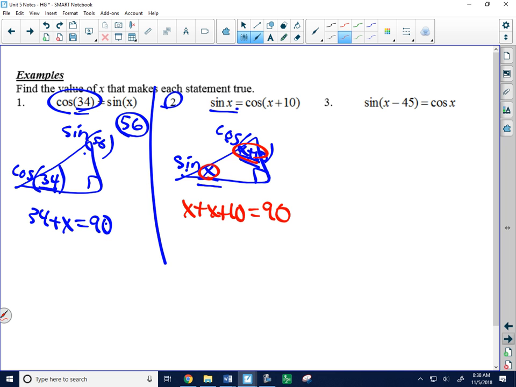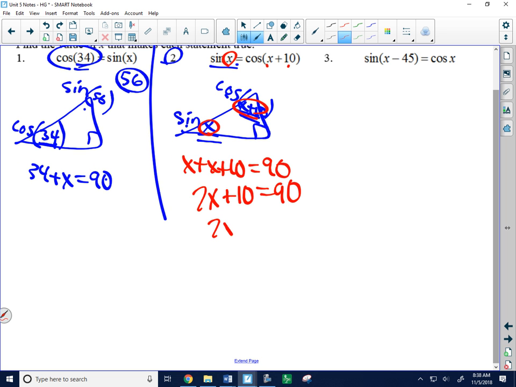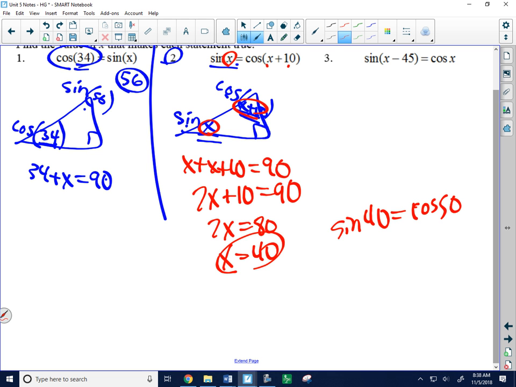So, number 1, you can kind of just reason through it here. And even on 2, this is what I was saying, sometimes you can do a guess and check. Plug in a number here, and then add 10 to it and see if they're equal. That's fine. I'm just showing you an equation way to do it. Add those, subtract 10, and get 2x equals 80 and divide by 2. And so that makes sense. Sine of 40, then 40 plus 10, that would be cosine of 50. And those will be equal.